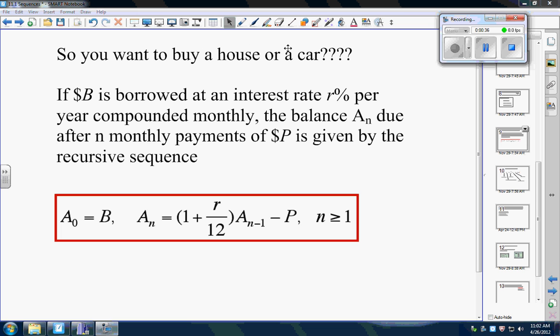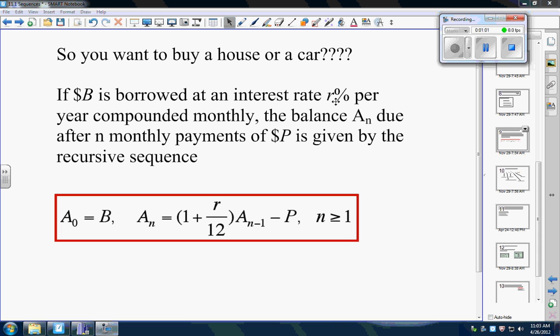Car loans, house loans, student loans, that's in the news right now, whether or not the rate's going to double, and it'll be interesting to see what happens with that. So here's some equations, and here's what's happening with it. So you're going to borrow B dollars unless you have straight cash to pay for your house or your car, which very few people do. So you don't get the money for free.